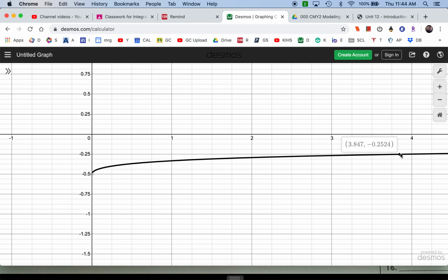So right here, it's undefined, but follow it and the y coordinate from both sides. The answer is -0.25 or -1/4. So did you write down -0.25 or -1/4? That's correct. All right, number 8.